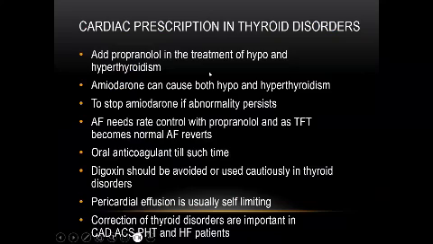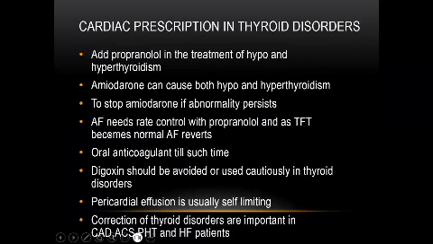So this is as far as the thyroid prescription in a cardiac patient. Now we look at what the cardiac prescription will be when the patient has thyroid disease. As I told you, always add propranolol if the patient has hyperthyroidism. Also, amiodarone can cause both hypo- and hyperthyroidism. So if at all you have to use amiodarone, keep carefully checking the thyroid function test. If there is an abnormality, stop amiodarone.